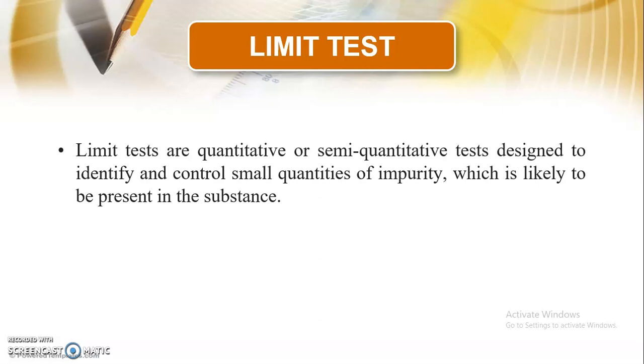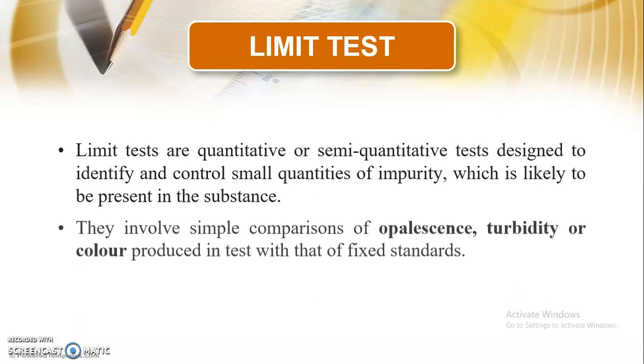Generally, these limit tests are used for the identification of chlorides, sulfate, arsenic, lead and iron. These are the common limit tests used to identify trace amounts of impurities, because these impurities are always present in each and every substance. So we have to check whether these impurities are present within a permissible limit or not. For that purpose, these limit tests are used.